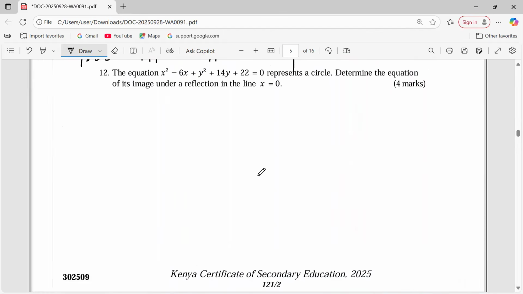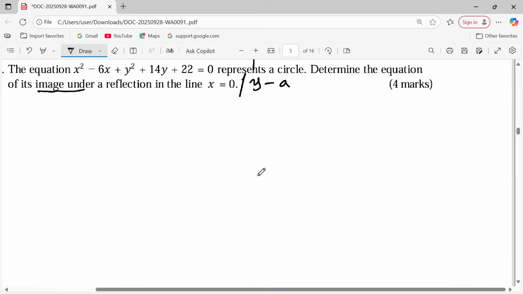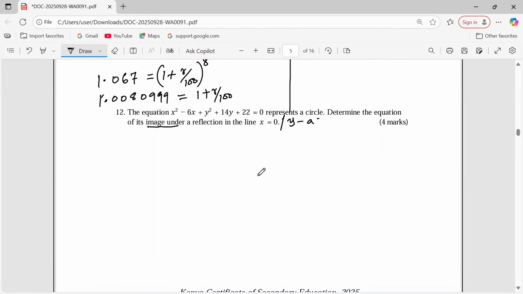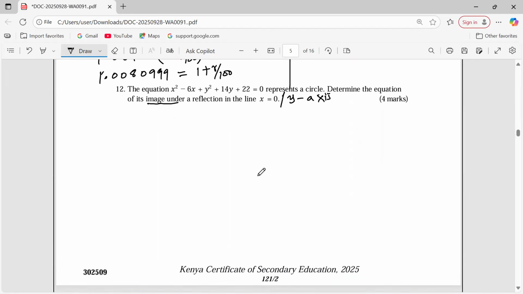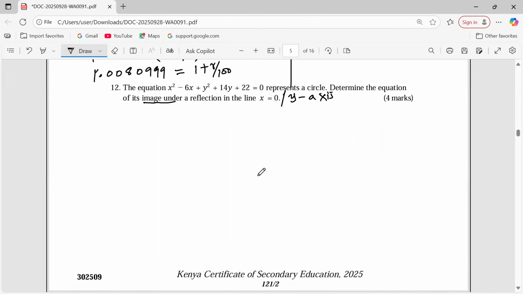Look at number 12. Now the equation x squared minus 6x plus y squared plus 14y plus 22 equals 0 represents a circle. Determine the equation of its image after a reflection in the line x equals 0. This line is also called the y-axis. So that's why we are performing the reflection. First, let's get the center and also the radius of this particular circle.